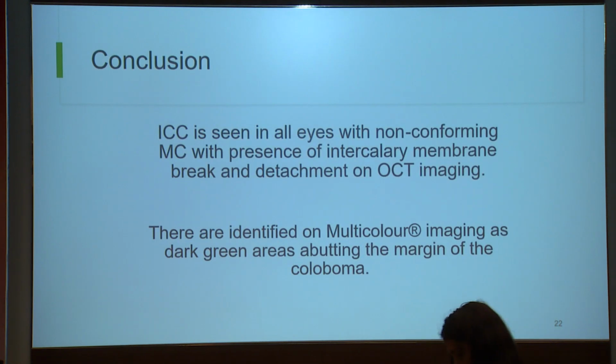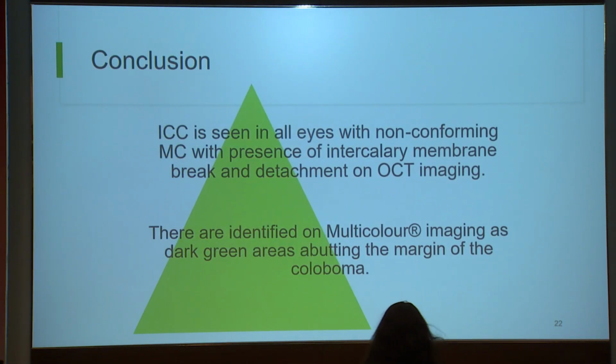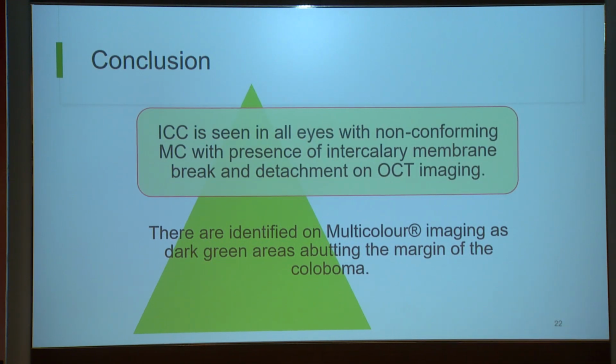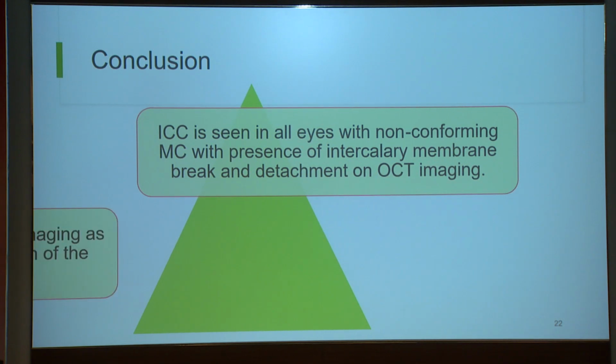So in conclusion, we can say that ICC is seen in all eyes with non-conforming macular coloboma, with the presence of intercalary membrane break and detachment on OCT imaging. These are identified on multicolor imaging as dark green areas abutting the margin of the coloboma.